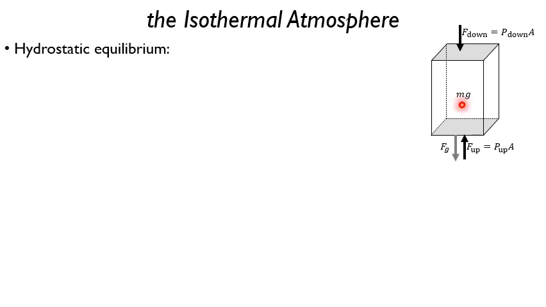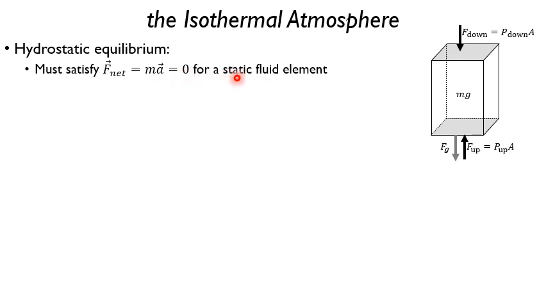So we have a fluid element here. It has some weight, that's mg. There are forces on all sides of this fluid element from the pressure of the surrounding fluid, and there's also the downward force of gravity. This is a static fluid element, it's not accelerating upward, downward, left, or right, so that means F equals ma equals 0. There is 0 acceleration if it is static. So the net force, the sum of the forces, needs to be 0.